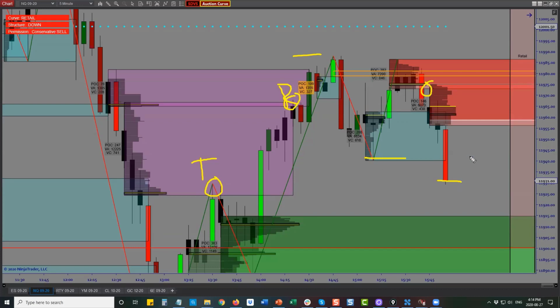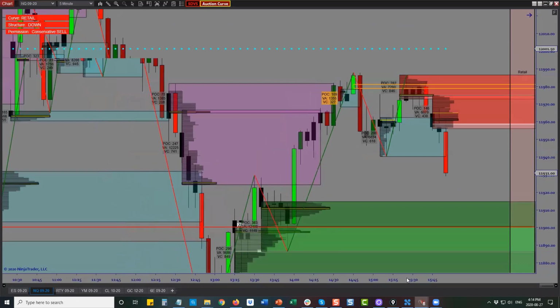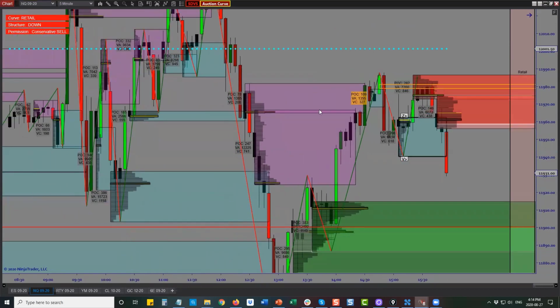We broke the structure. We changed our map. We changed our environment. Our environment changed. So now you're looking on a 5 minute and you're trading on a 5 minute where you never even left the downtrend on the 15, but on the 5 minute, this now confirmed.